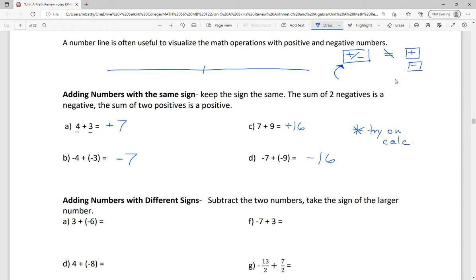I tend to have a mind that can kind of just think about it, but you don't have to just get it. You do have a really valuable tool to double check your thinking as you go. So we've been doing adding numbers with the same sign, right? Now we're going to do adding numbers with a different sign.